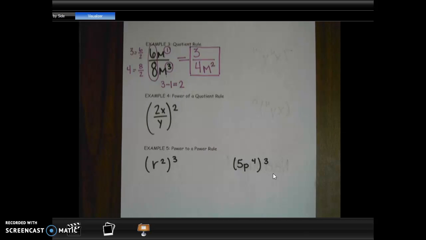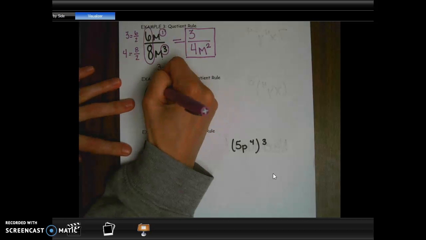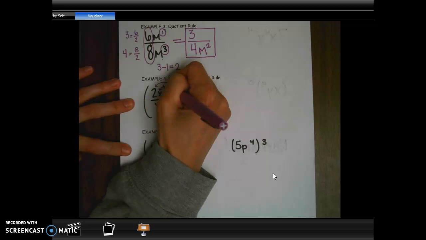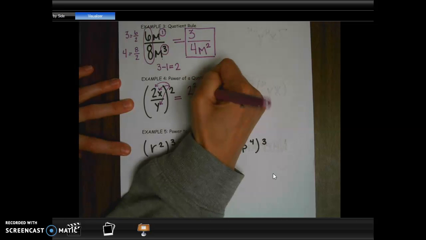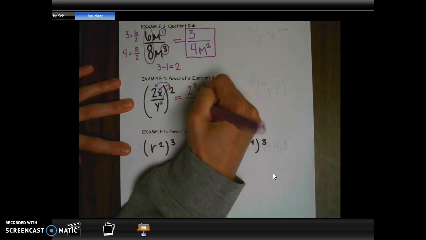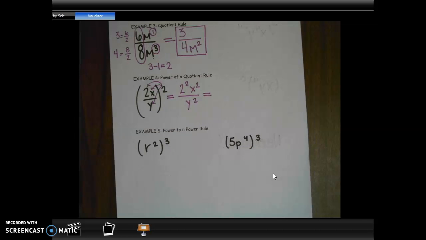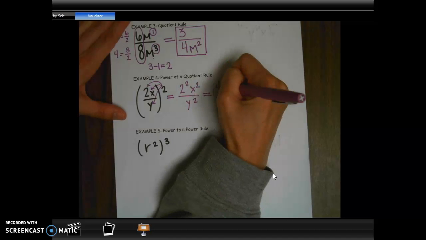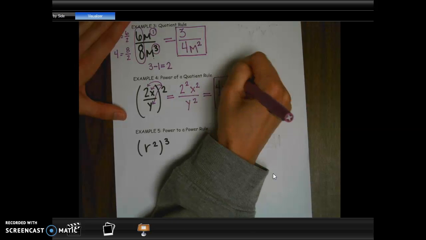All right. Now let's talk about power of the quotient rule. Remember, anything outside the parentheses is going to go to everything inside our parentheses. So this is going to go to the 2. It's going to go to the x, and it's going to go to the y. So we have 2 squared, x squared, y squared. Now are we finished? No, because this can simplify. We can do 2 squared. So 2 times 2 is 4. Now we are simplified.